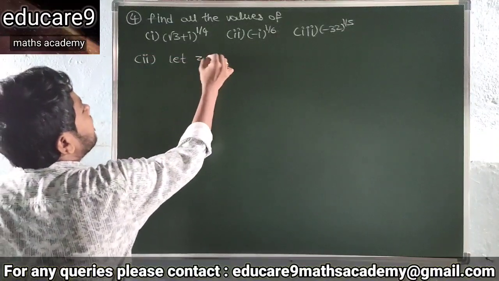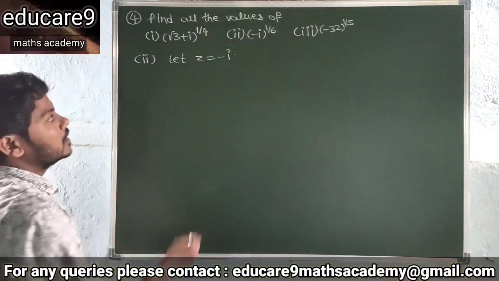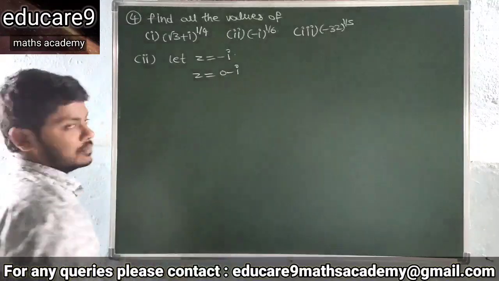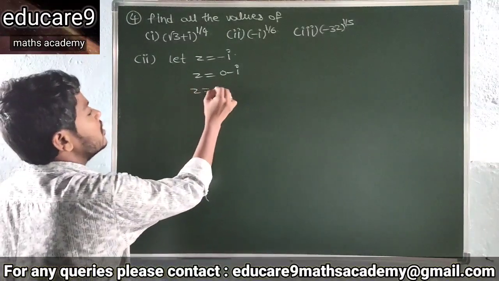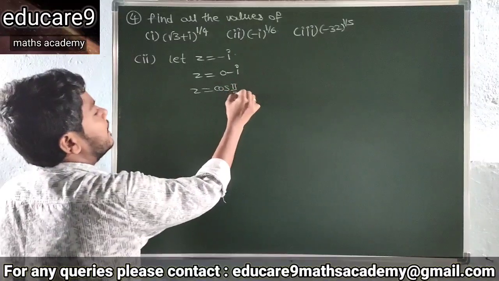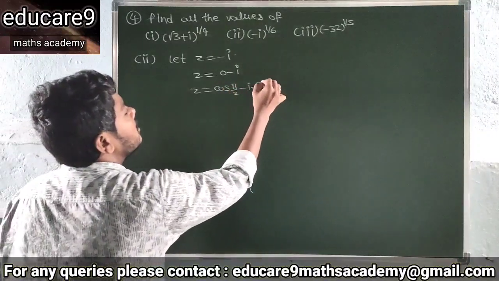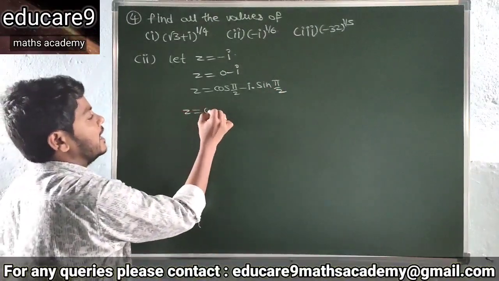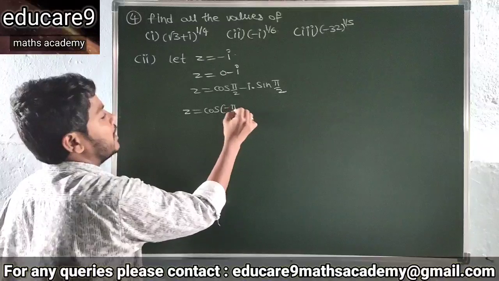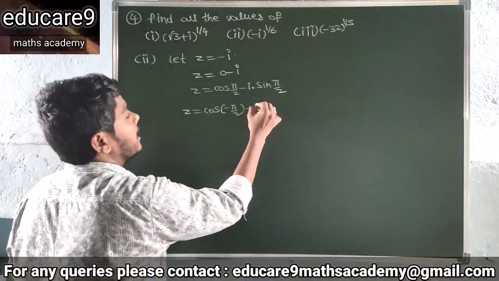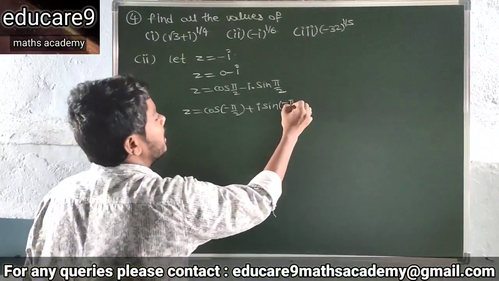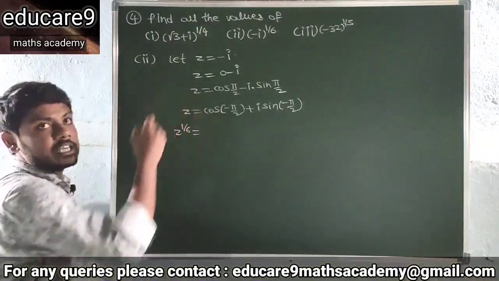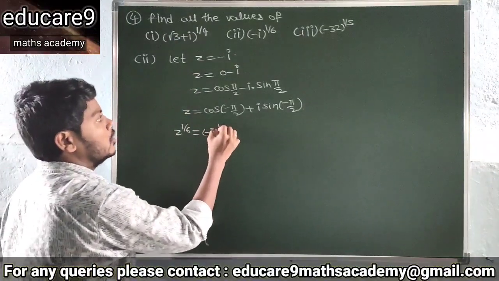Let z is equal to minus i. So z can be written as 0 minus i. So clearly z is equal to cos 90 minus i sin 90. So clearly again z can be written as cos of minus pi by 2 plus i sin of minus pi by 2.